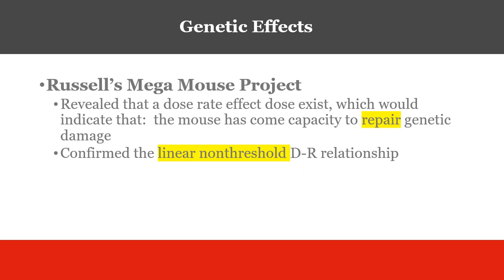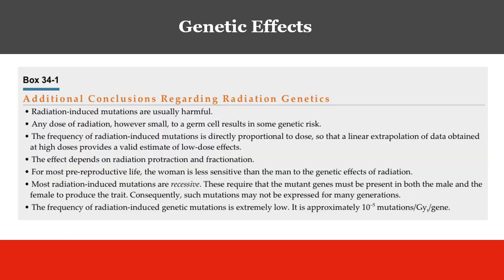Another experiment was conducted by a man with the last name Russell. He had a mouse project in which he found that some mice had a capability to repair the genetic damage, and he also confirmed the linear non-threshold dose-response relationship. Some conclusions that these scientists had from their studies were that radiation-induced mutations are usually harmful, that any dose can cause some genetic risk, which is why it's referred to as non-threshold, that the frequency is directly proportional to the dose, so that's a linear effect, and it really depends upon protraction and fractionation. We talked about those earlier in this lesson.